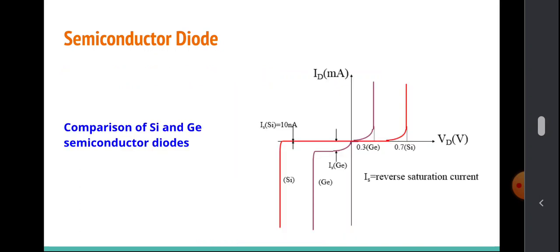If we look at the graph, the comparison of silicon and germanium diodes, these are the graphs of their current versus voltage. The saturation of silicon, the red line, is 0.7 volts. And the saturation of germanium is 0.3 volts.